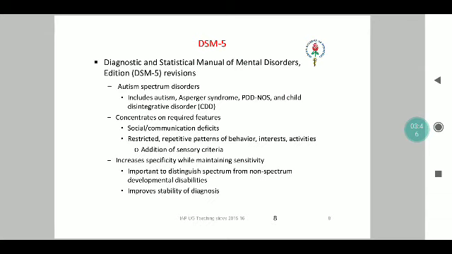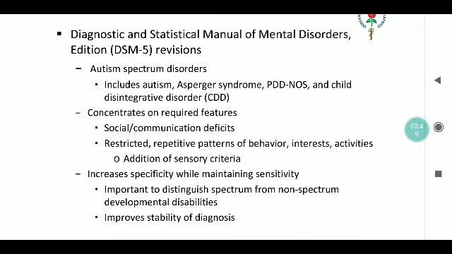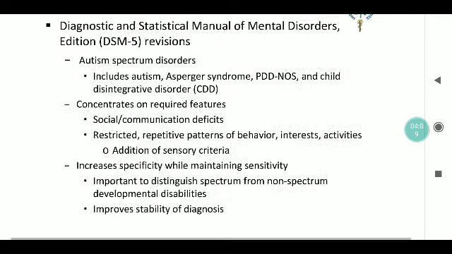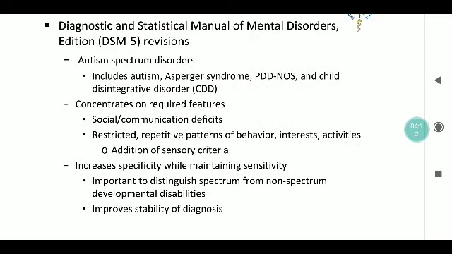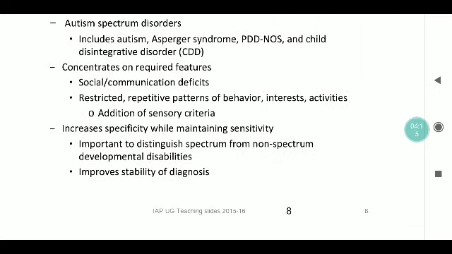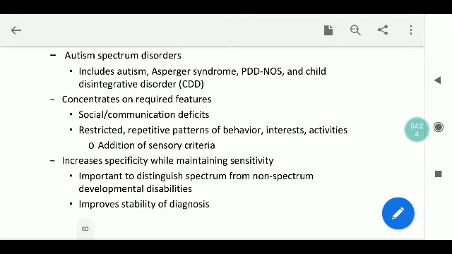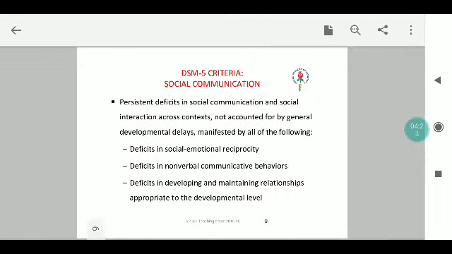A bit about the DSM-5 criteria in detail. The autism spectrum disorders include autism, Asperger's syndrome, childhood disintegrative disorder (CDD), as well as PDD. So it's a collective diagnosis. It is a spectrum. It concentrates on certain required features like a social deficit or a communication deficit, and is associated with restricted, repetitive patterns of behavior, interest, and activities. It is important to distinguish spectrum changes from non-spectrum developmental disabilities and to distinguish developmental delay separately from this. And all of this collectively helps in improving the stability of the diagnosis.